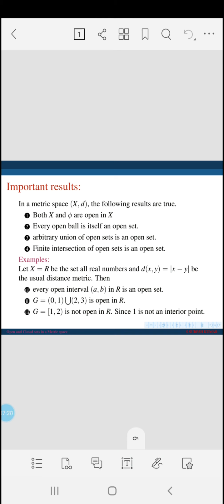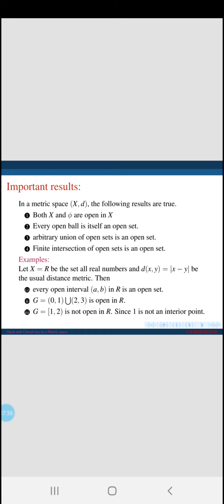Therefore, the open interval (0, 1) is open. The open interval (2, 3) is open, (3, 4) is open, (a, infinity) is open, and (minus infinity, a) is open. Right? Next, the union of the open intervals (0, 1) and (2, 3) is open. By the third result, the union of two open sets is open. Therefore, (0, 1) union (2, 3) is open in R.